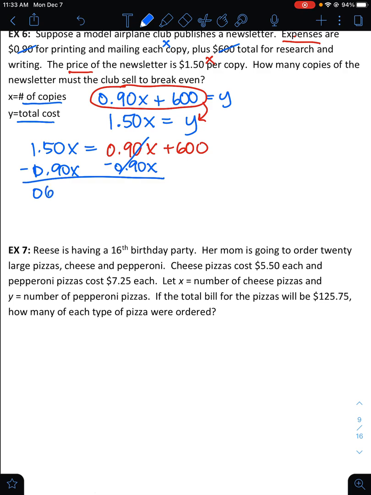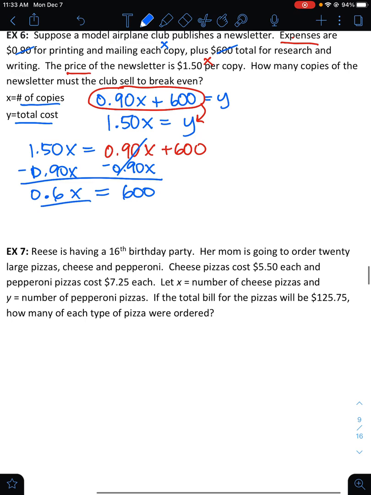Oops, I forgot my decimal point. Let me fix that. 0.6x is equal to 600. And now let's divide. Divide by 0.6, divide by 0.6, because those cancel out to be 1. So x equals, 600 divided by 0.6 is 1,000.